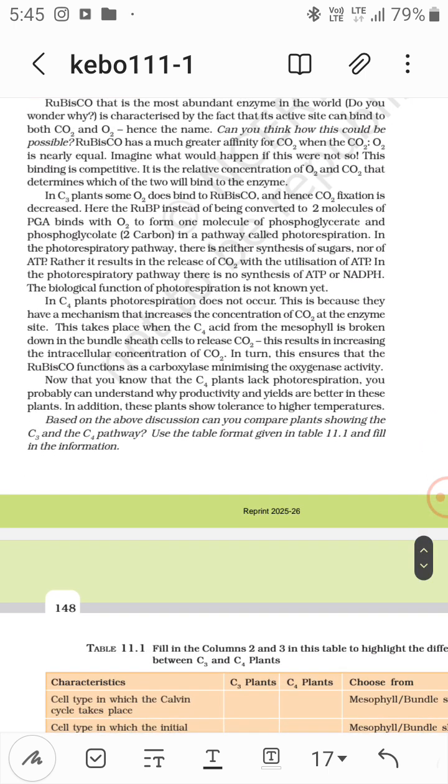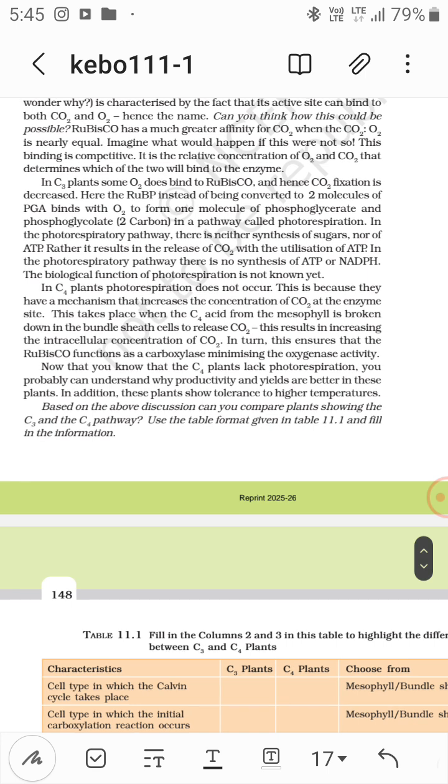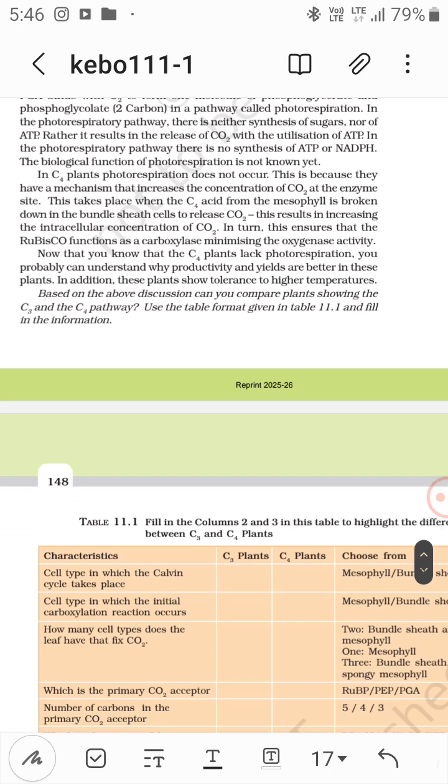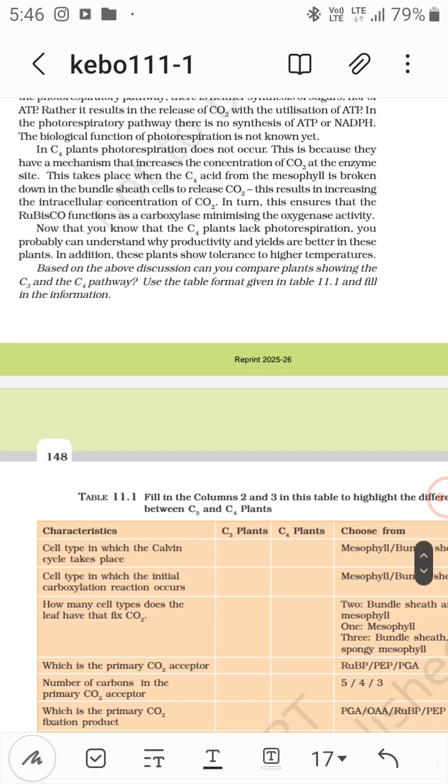In C4 plants photorespiration does not occur. This is because they have a mechanism that increases the concentration of CO2 at the enzyme site. Productivity and yields are better.